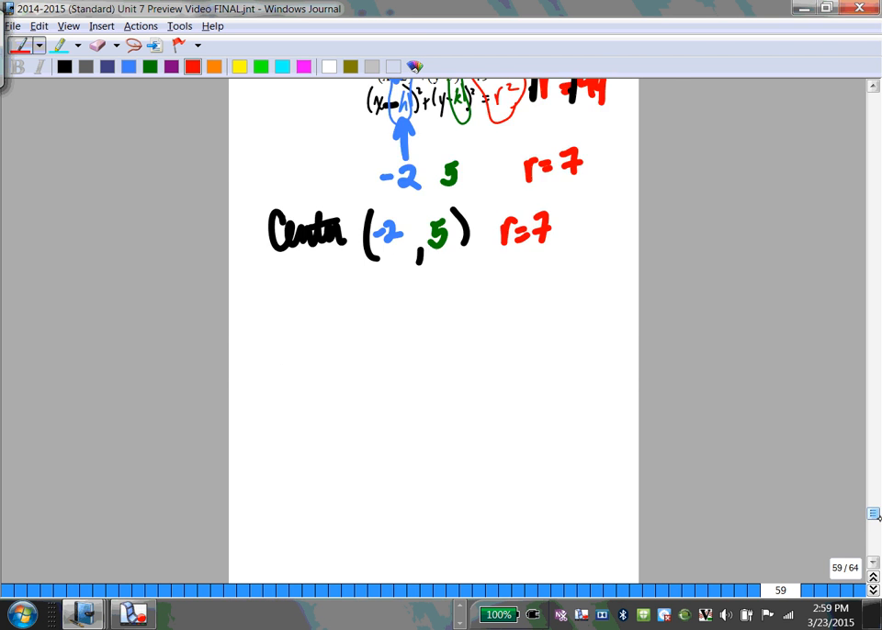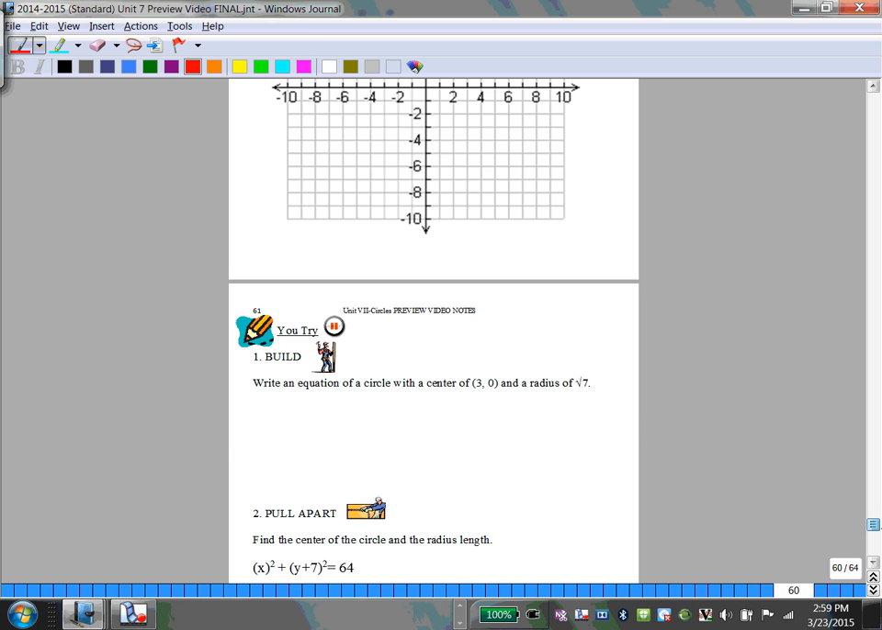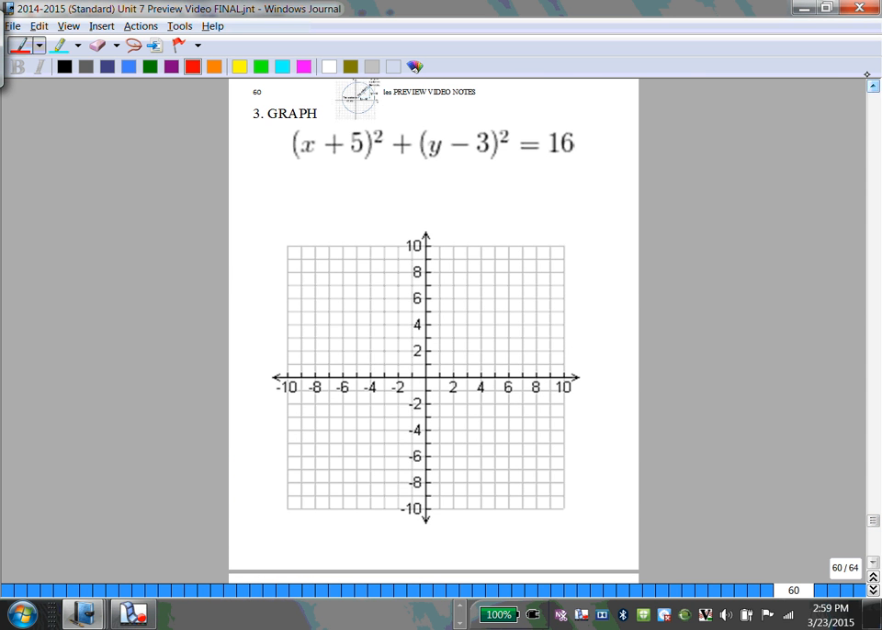All righty, and the last thing you need to do: build, pull apart, and graph. Graph. I love graphing circles. It is so much easier than a line. So we start by writing the equation right underneath: (x minus h) squared plus (y minus k) squared equals radius squared. Excuse me, that should be y minus k. Ready? Like so. Okay. Step 1, pull out the center, which is your h and k, and find your radius.